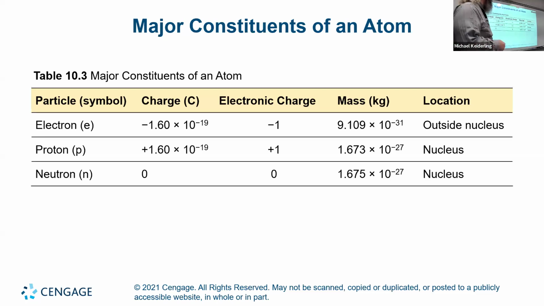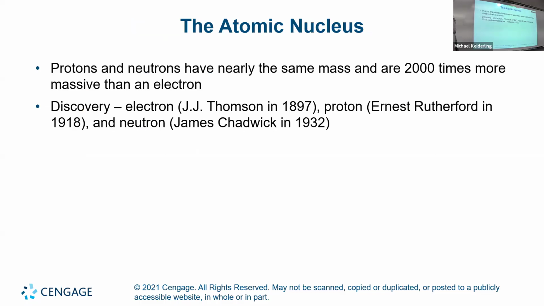And neutrons are 1.675 times 10 to the minus 27. They're a little bit heavier than protons. They're neutral, they don't have a charge. Protons and neutrons make up the nucleus of the atom. The number of protons is what determines what element an atom is. The protons and neutrons have nearly the same mass and are about 2,000 times more massive than the electron. The electron was discovered in 1897 by J.J. Thomson. The proton was discovered by Rutherford in 1918. And the neutron was discovered by James Chadwick in 1932.